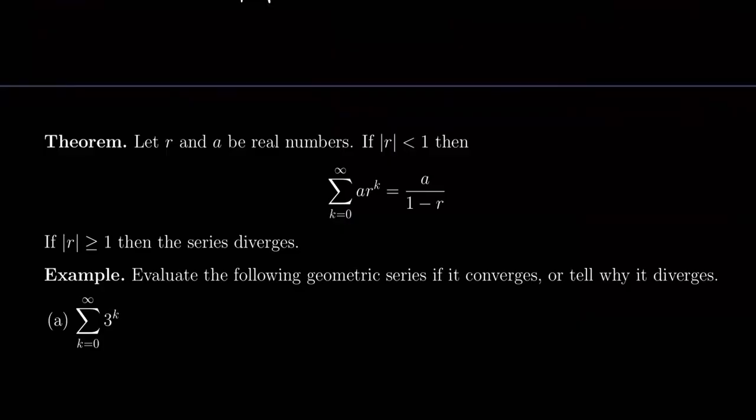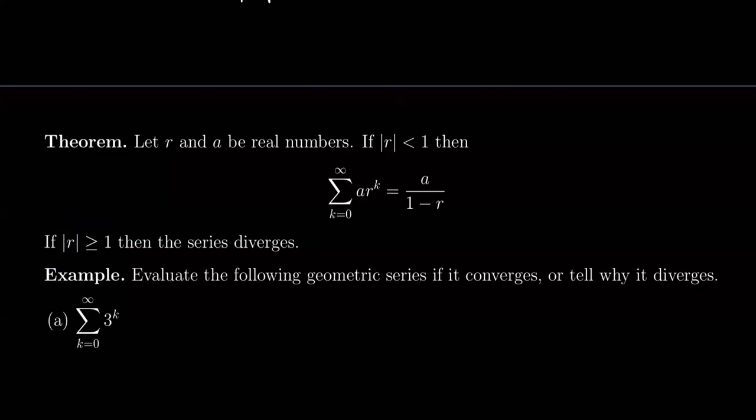And here is the theorem that I have typed up, the summary of what we just did for a geometric series. If the absolute value of r is less than 1, then the infinite geometric series converges to a over 1 minus r, where r was the common ratio, just like it was in geometric sequences. And if the absolute value of r is bigger than or equal to 1, then the series diverges.